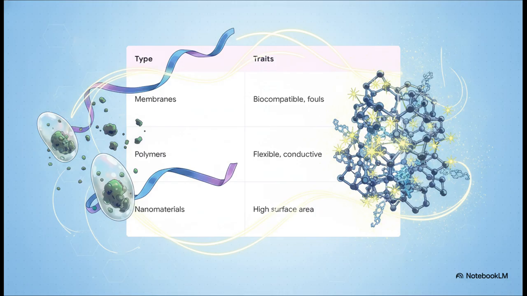Early attempts actually used natural membranes like eggshells. Pretty wild, right? They were biocompatible but unfortunately prone to getting fouled or clogged up. Now, scientists are moving to flexible conducting polymers and even super advanced nanomaterials like zinc oxide and carbon nanotubes. These nanomaterials offer a massive surface area and are highly electrocatalytic, meaning they can detect minute biochemical changes almost instantly.